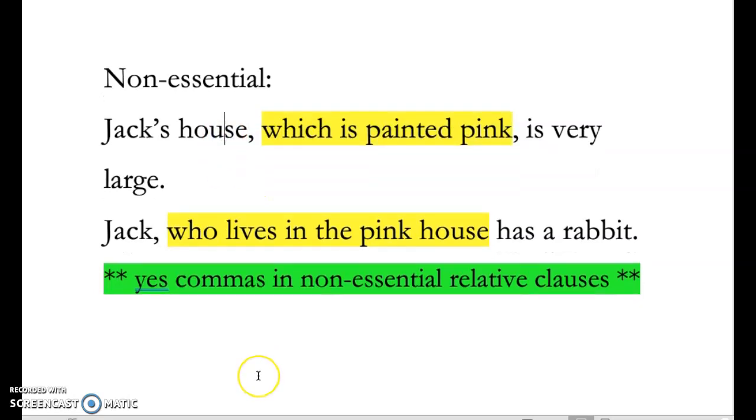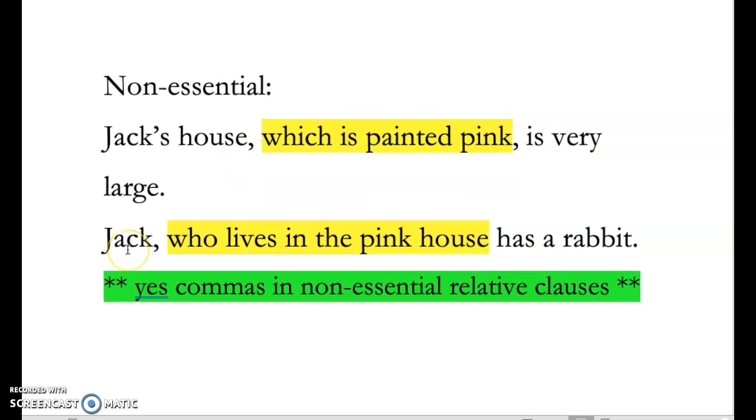Or, Jack, okay, I know it's Jack, so I don't need you to tell me anything more, who lives in a pink house, has a rabbit, okay? Jack has a rabbit, I know I'm talking about Jack, but I feel like telling you a little bit more about Jack, so I add who lives in a pink house. You do want to put commas on either side of a non-essential relative clause.